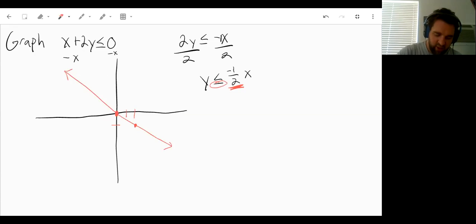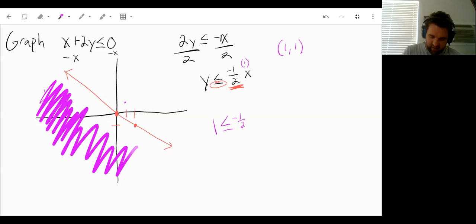However, since we know that the origin is one of the points on that line, we can't pick that if we want to try to figure out what side to shade based off of a point. So we can pick another point. Let's say the point 1, 1. So negative 1/2 times 1 is going to be negative 1/2. And is that greater than or equal to 1? Because 1, 1 is right here. No, negative 1/2 is not greater than 1. So that means our answer has to be this side down here.